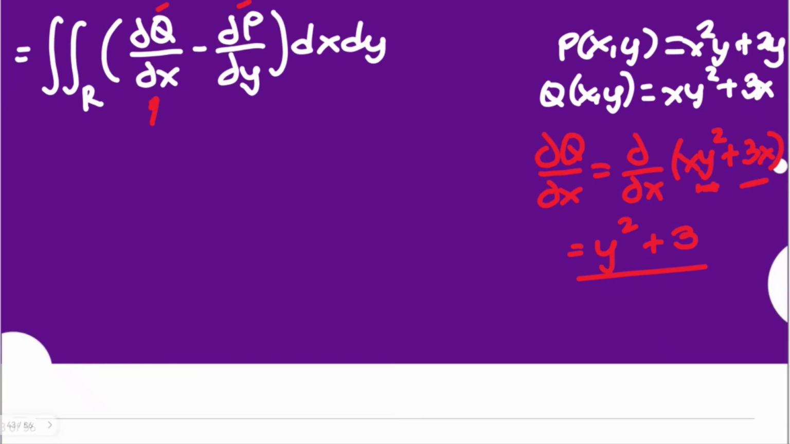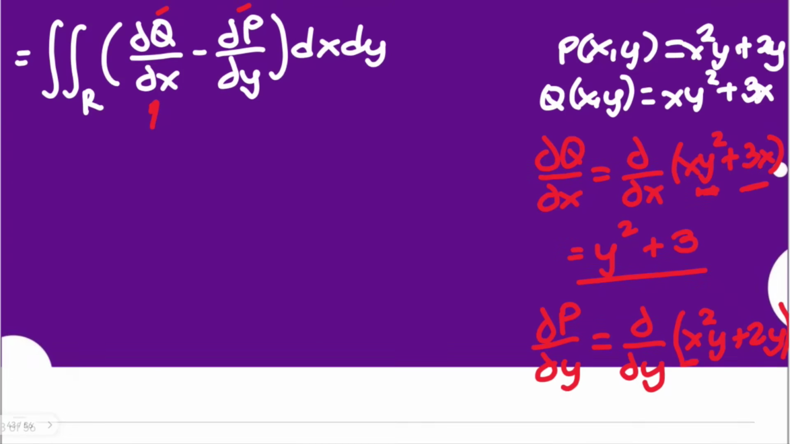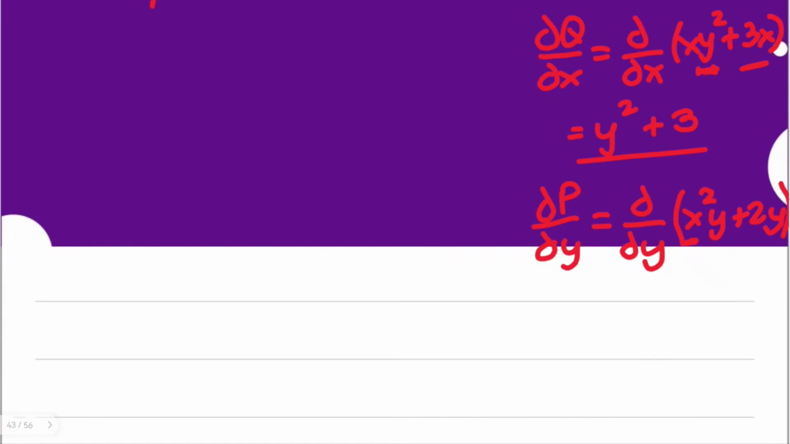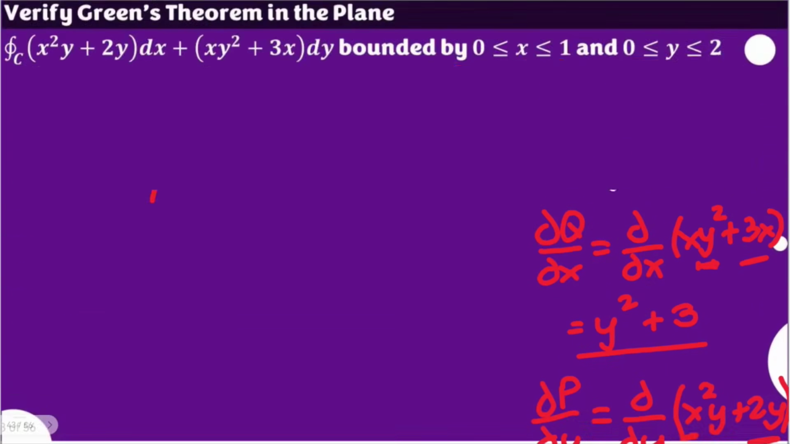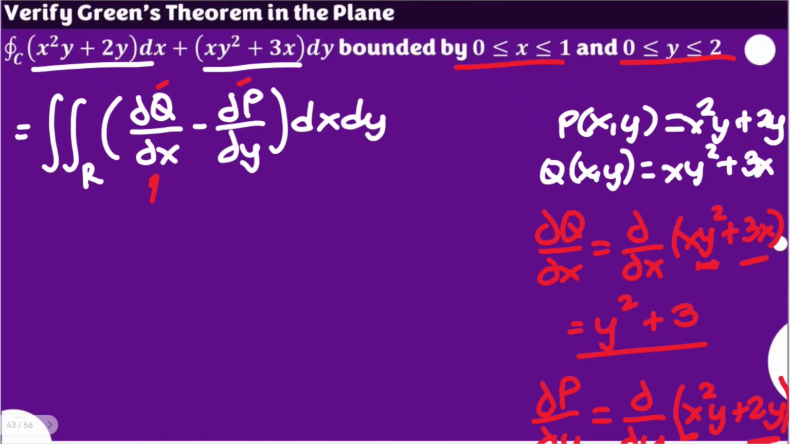Let's just simply continue and solve for the partial derivative of your p with respect to y. This would be the partial derivative of your p function, which is x squared y plus 2y, with respect to y. So again, x squared here will be treated as a constant. So with respect to y, that's actually just x squared. And this one here also has y, so you have plus 2. So these two functions will be plugged in to our double integral.